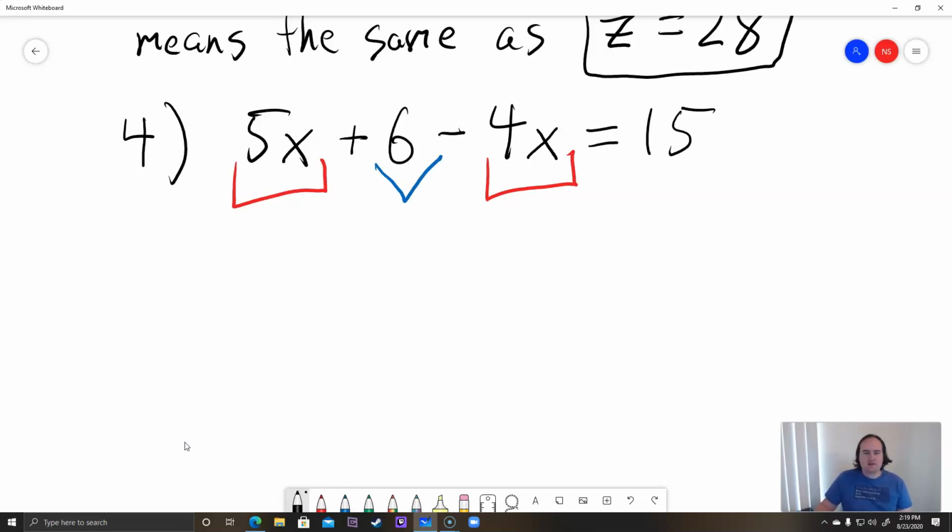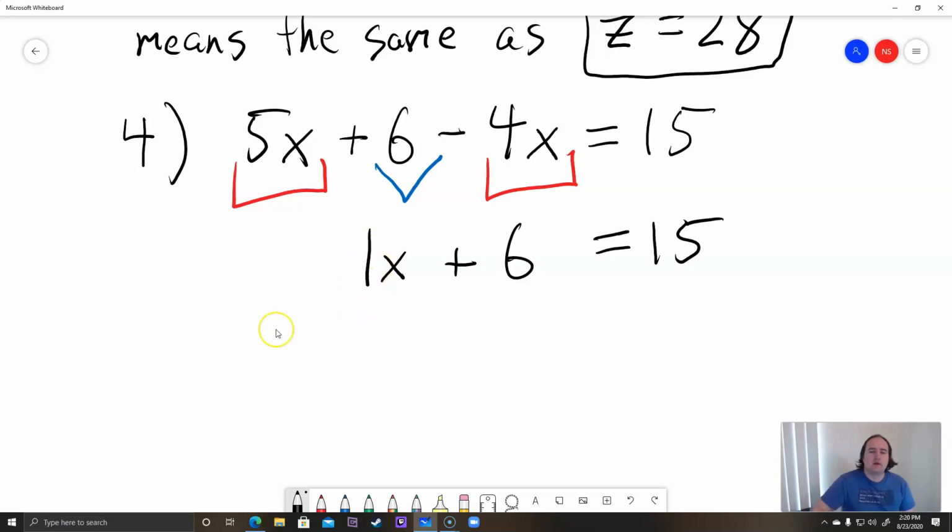Okay, so 5x minus 4x, well, you keep the variable and you add or subtract the coefficients. So 5 minus 4 is 1. So we actually get 1x plus 6 equals 15. But remember, if 1 is your coefficient, you don't have to write it. So rather than writing 1x, people just erase the 1, because if you don't write a coefficient, it's automatically 1. So now we just have x plus 6 equals 15.